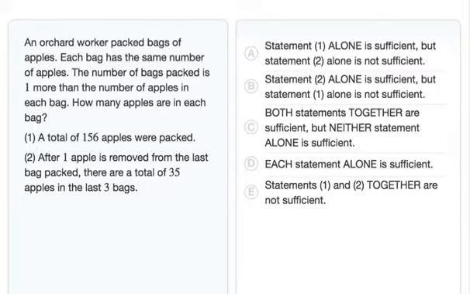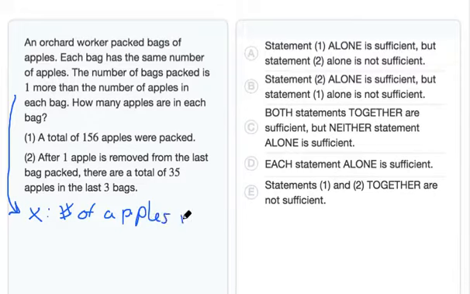So before we move on to the statements individually, let's extract the information that we're given from the question. Pulling this down, we have that each bag has the same number of apples. We don't know how many apples those are, so let's give that a variable name. Let x be the number of apples in each bag.